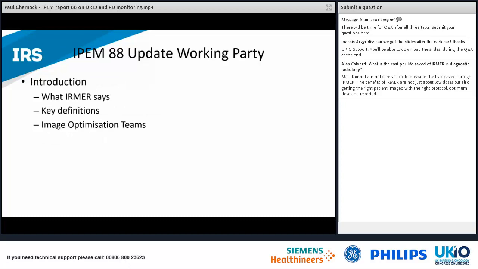So for the introduction, we're going to cover what the regulation says, what IRMER says with regards to dose surveys, dose audits. Again, we want to have our key definitions, and we're going to cover the role of image optimisation teams and how they would fit into an audit program. But as I said earlier on, we're not going to tell the readers how to optimise.